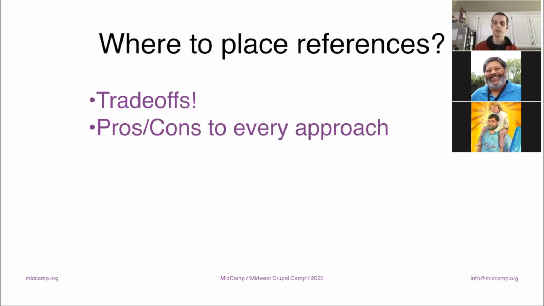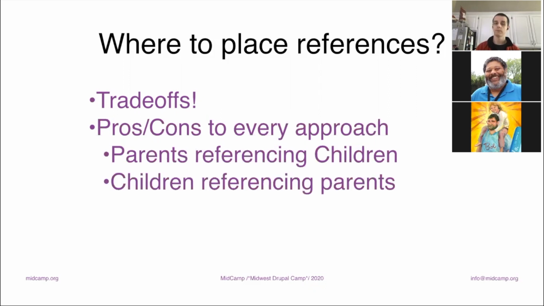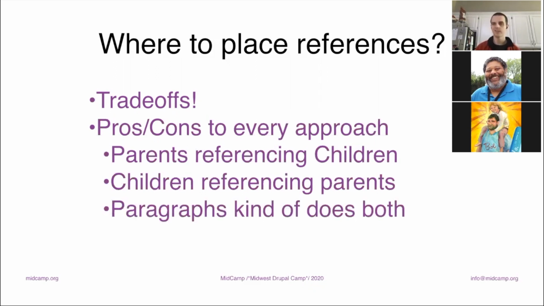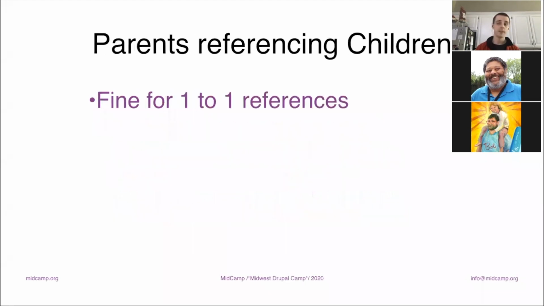So the two most obvious approaches here are parents referencing children and children referencing parents. For reference, paragraphs does both of these things. I'll talk about that a tiny bit. It's just worth noting. So let's talk about the first one, parents referencing children. This is fine under most circumstances if what you're doing is a one-to-one reference. So if you have some sort of parent node that needs to reference a child node and it needs to do that once, that's probably fine.